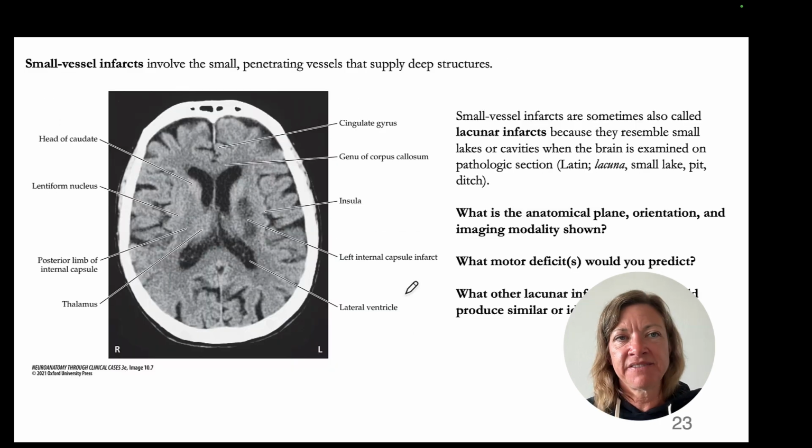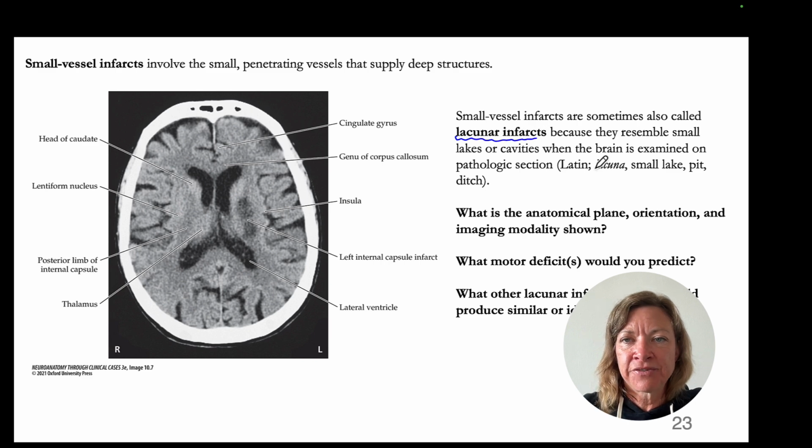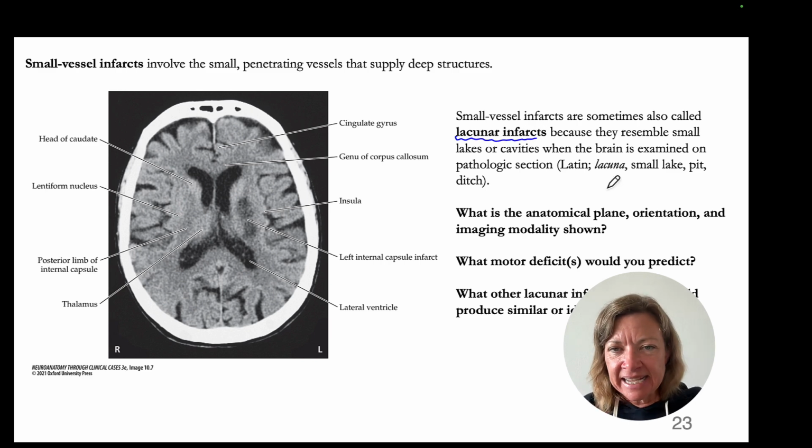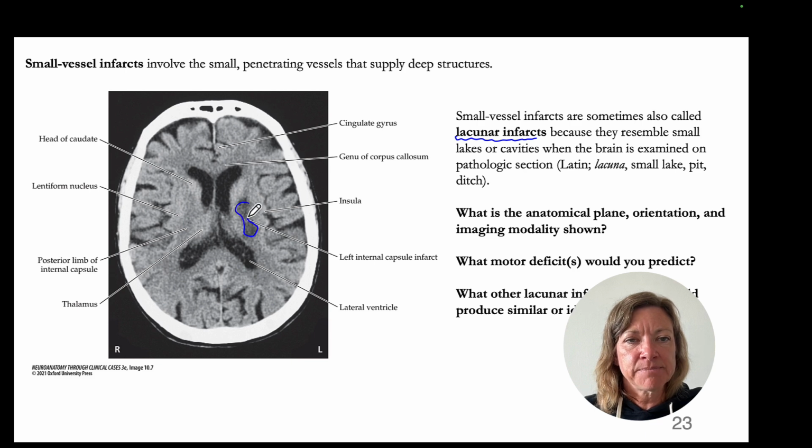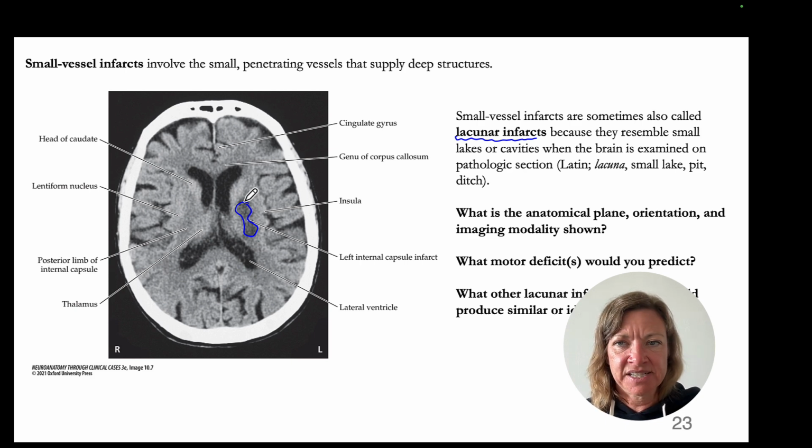Now, small vessel infarcts involve the small penetrating vessels that supply deep structures. These are sometimes called lacunar infarcts, after the Latin lacuna, which is a small lake, because they look like little isolated ischemic territories or little pits in the brain. Here, on another CT, we can see a left internal capsule infarct. Quite a large portion of the internal capsule is hypodense on CT.